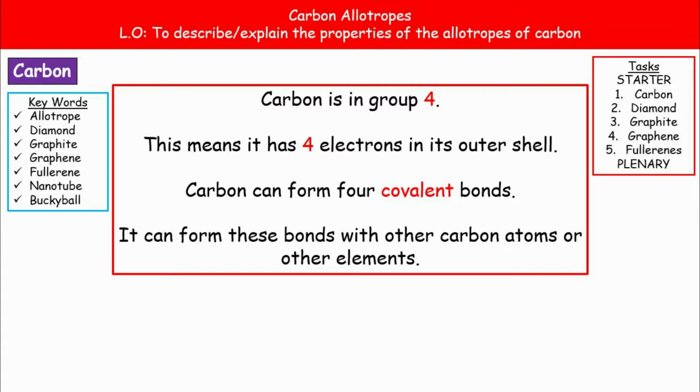So what we find is carbon can join with a range of other things, so other carbon atoms, hydrogens, other non-metals, etc., in order to make a huge range of compounds. It's an incredibly versatile element. So those covalent bonds that carbon can form can either be with other carbon atoms or with other elements.